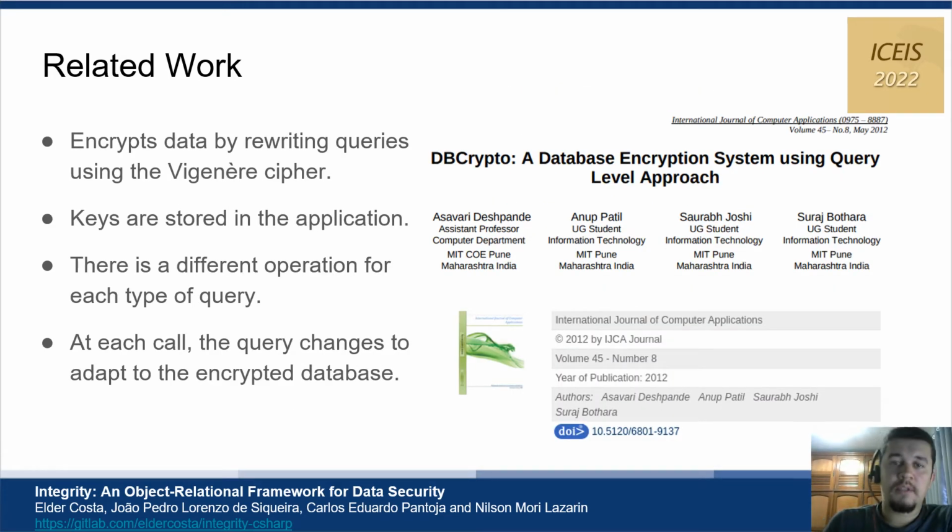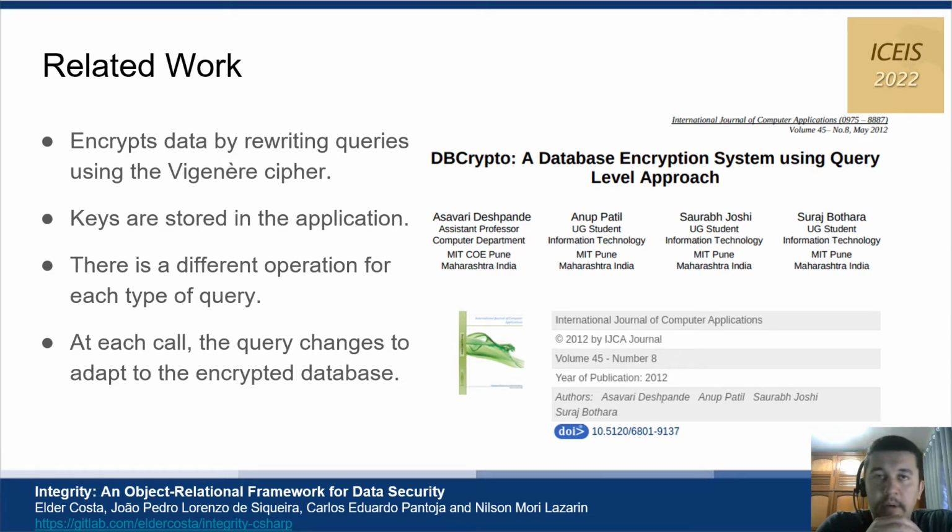Integrity is also related to DebiCrypto, a database encryption system using a query-level approach. This work is from Azavar Desfande, Anup Patil, Saurabh Josh, and Suraj Bhattara. It encrypts data by rewriting queries using the Vigenère cipher, which is a form of simple sum of numbers encryption. It also stores the key in the application, and therefore whoever has access to the data in the database will not be able to see its real value because the key is not stored in the database too. So he needs to know the keys that are stored in the application.